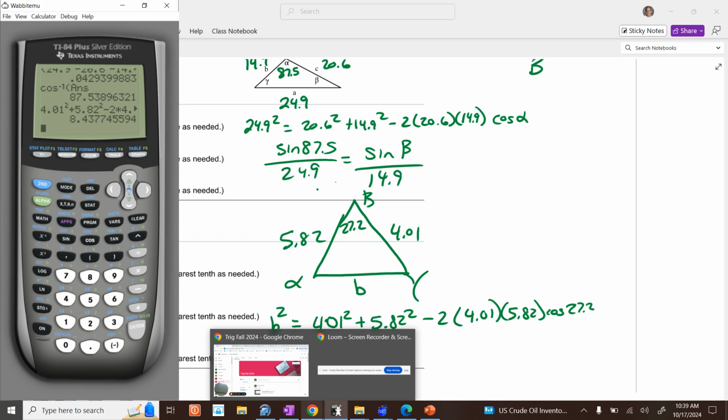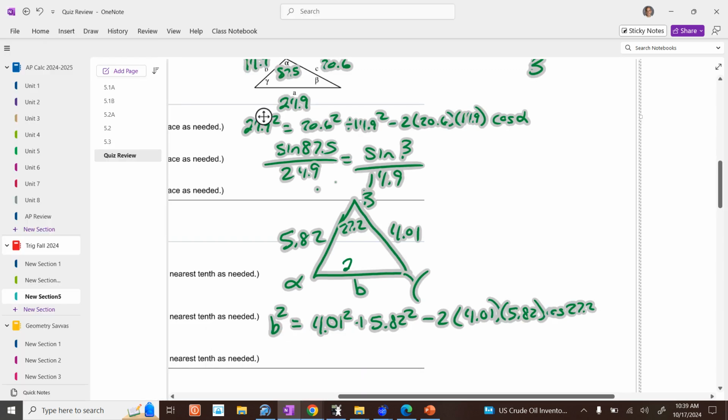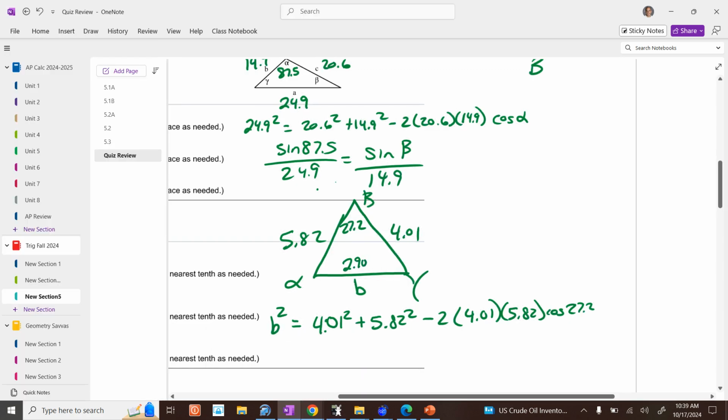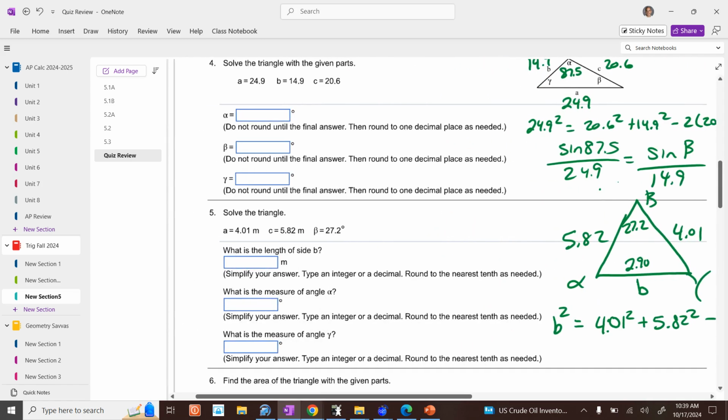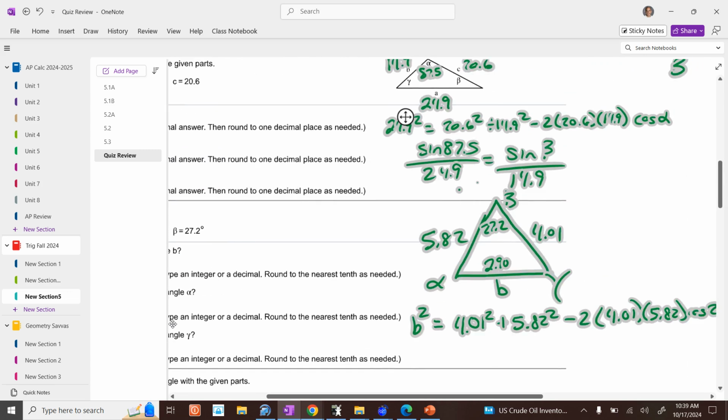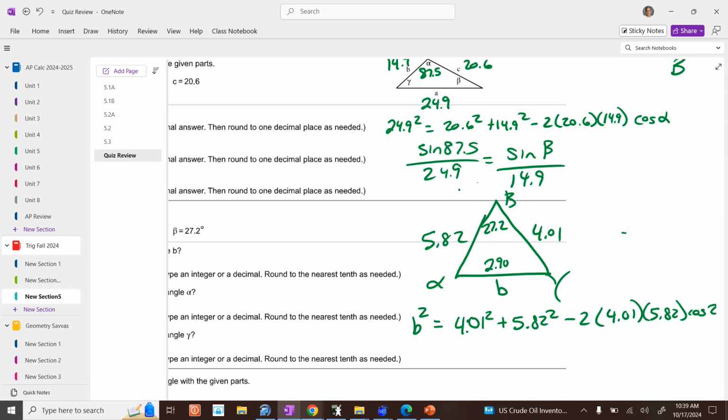No, that is not right. What do we have to do here? Take the square root, second square root of the answer. Really, it's 2.90, or 2.9 rounded to the nearest tenth. Now, how did I know that? Well, 27.2 is a really small angle. So I know that side should be smaller than my other two, because the other two angles are going to be bigger than that.